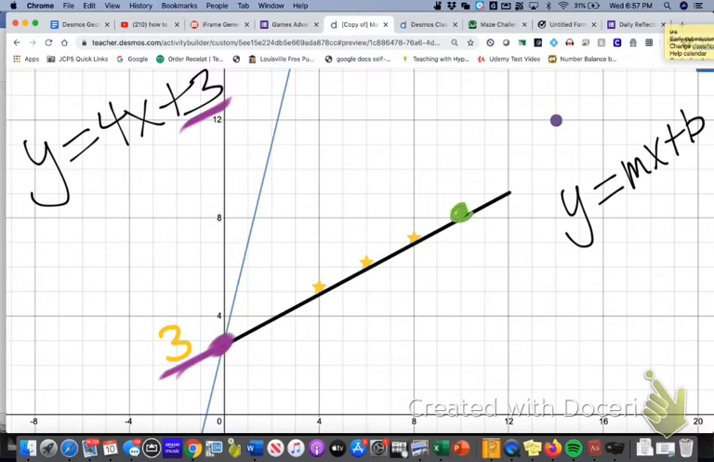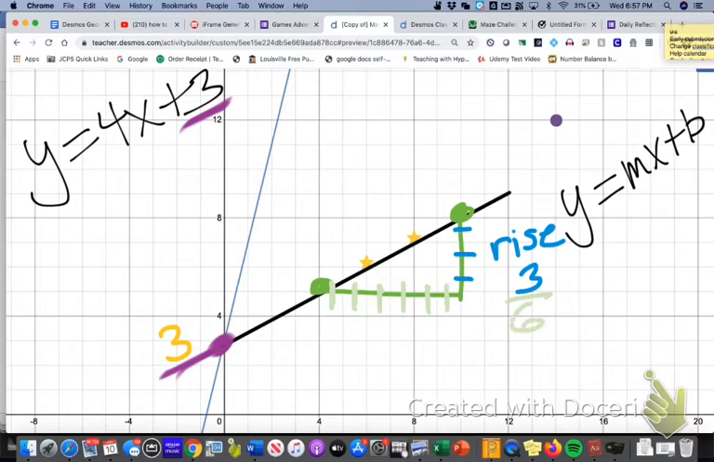I'm going to pick that one sitting right there on top of the line, and that one sitting right there on top of the line. And I am going to find the slope between those two coordinates. So I'm going to find my rise, which is 1, 2, and 3. And then I need to find my run, which is my horizontal distance, which is 1, 2, 3, 4, 5, and 6. So 3 over 6 simplifies to the same thing as 1/2.